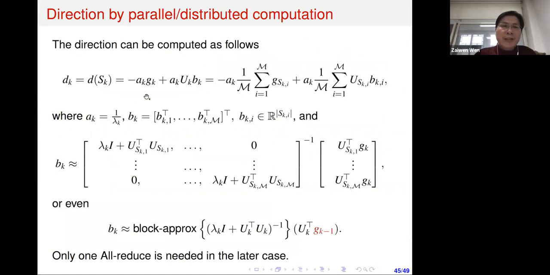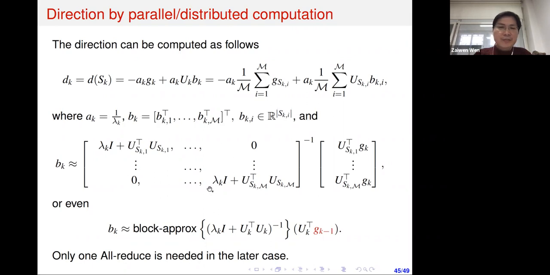We have a few strategies. We can compute the direction on each node separately and then combine them together. Of course, for this parameter, this B_k, we have to use a diagonal approximation, because it's very difficult to broadcast this U among different nodes, since U is huge. So we only do computation locally.